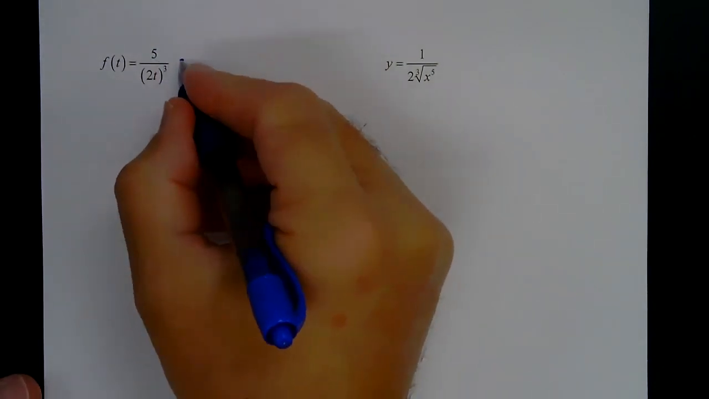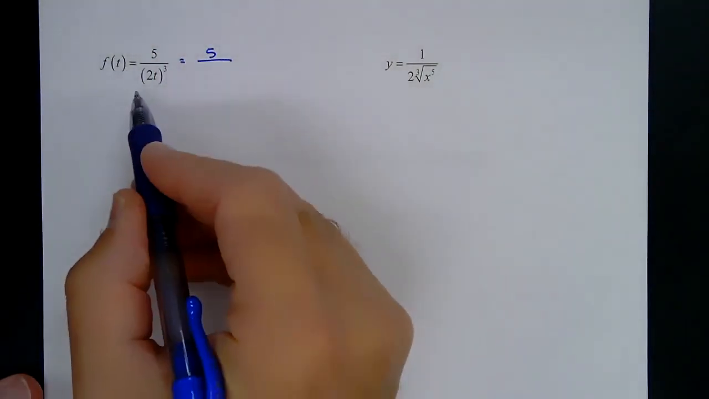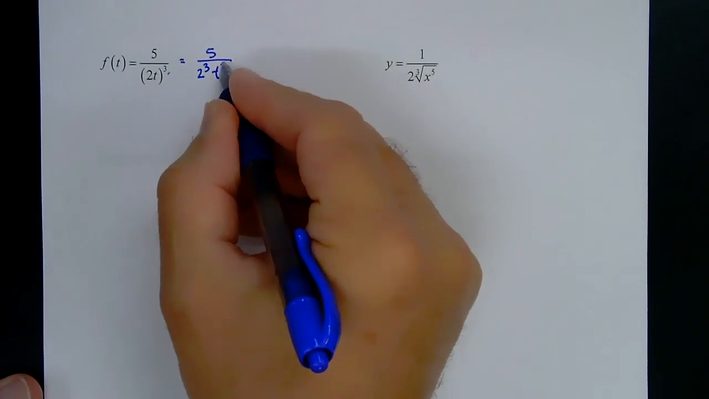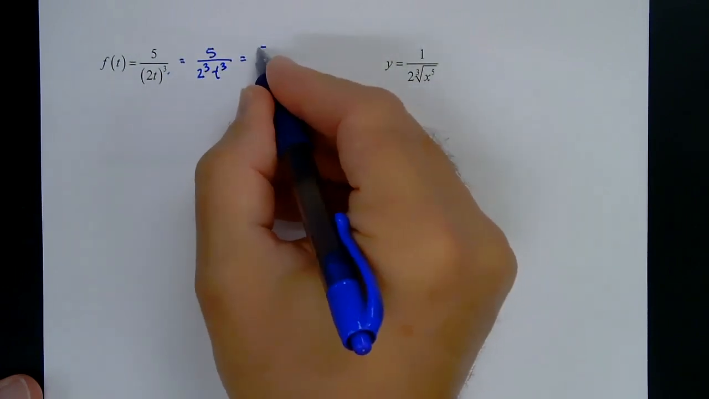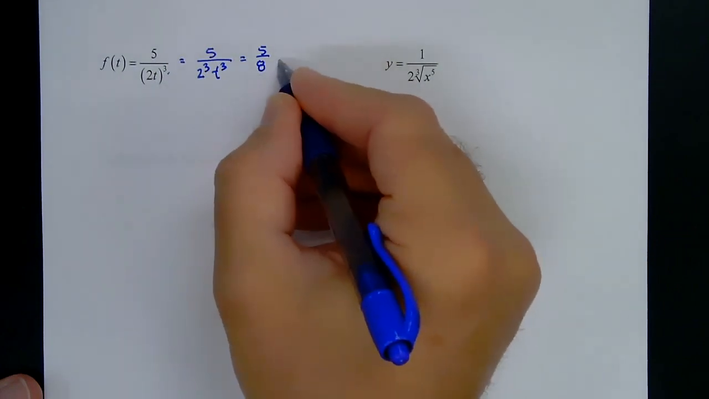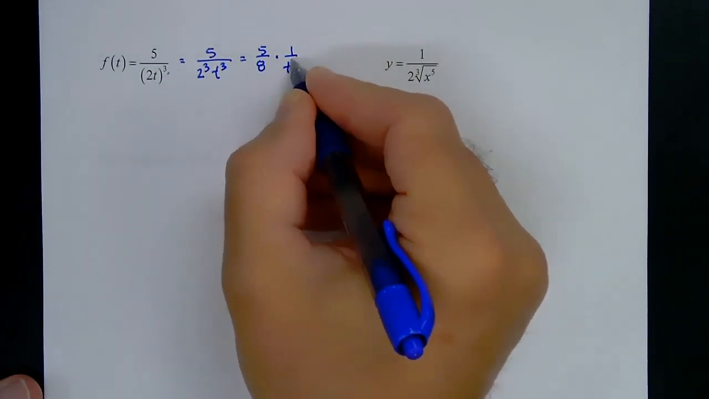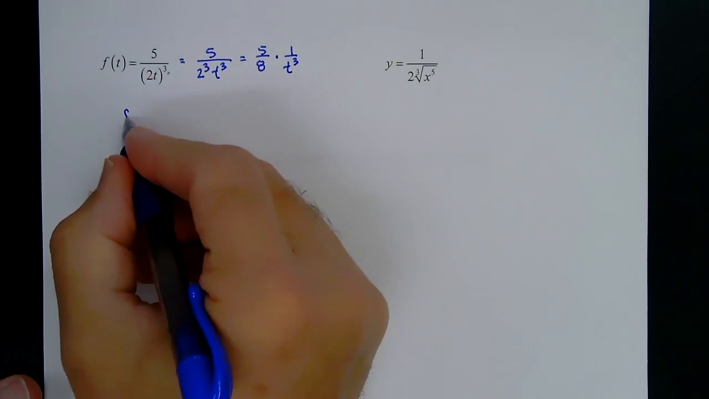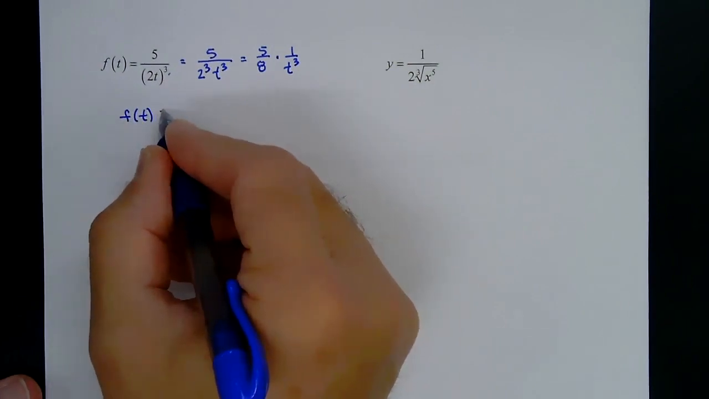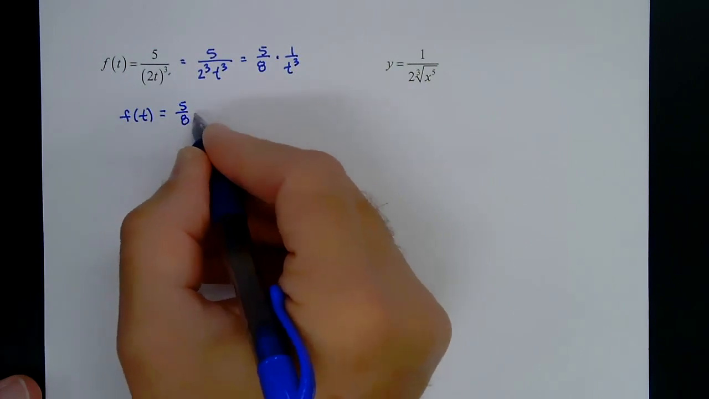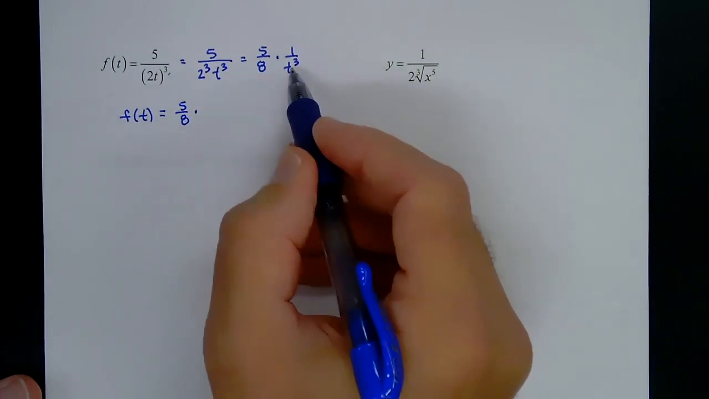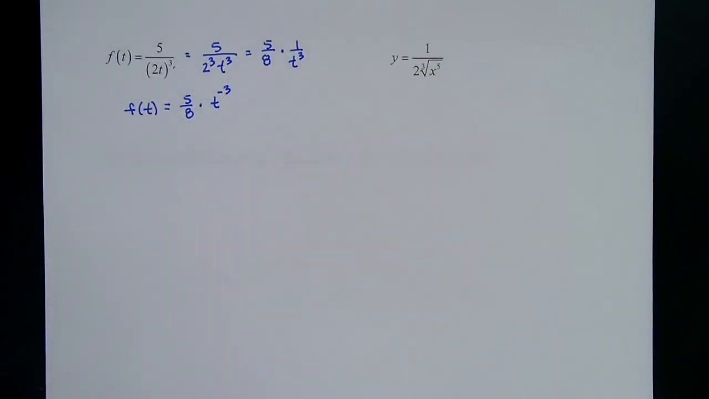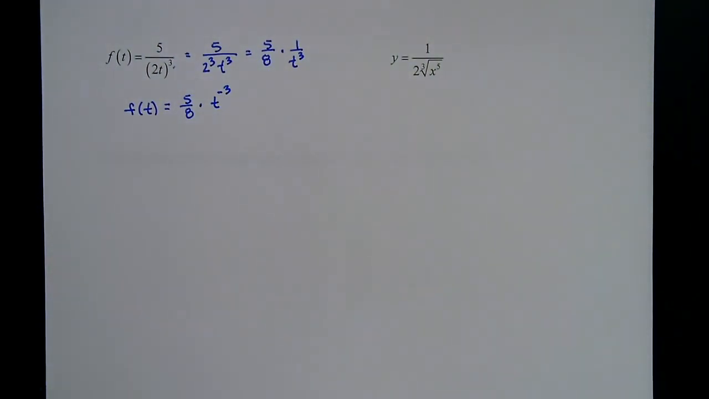So this is equivalent to 5 over, and what is 2t raised to the 3rd power? Well, it's 2 to the 3rd times t to the 3rd. That's our exponent rule that we're going to use. So this becomes 5/8 times 1 over t to the 3rd power, because 2 cubed is 8. And then we're still going to write this. So f of t becomes 5/8 times, and now we can rewrite this part as t to the negative 3 power. And now we're ready to take the derivative because we have a constant times a variable raised to a power.